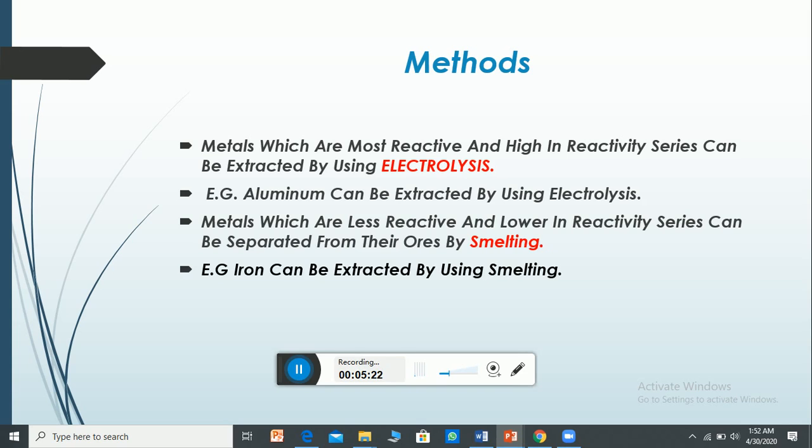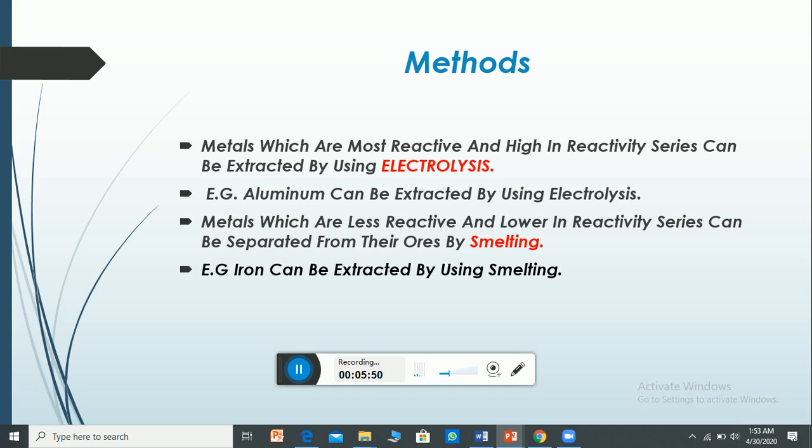Metals which are most reactive and high in the reactivity series, for example aluminium, can be extracted by using electrolysis. Later on in this video we'll discuss what electrolysis is. So aluminium is the example of a metal which can be extracted by using the electrolysis process. What is the second method?